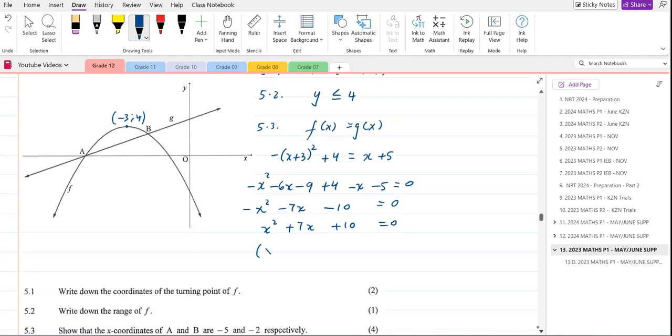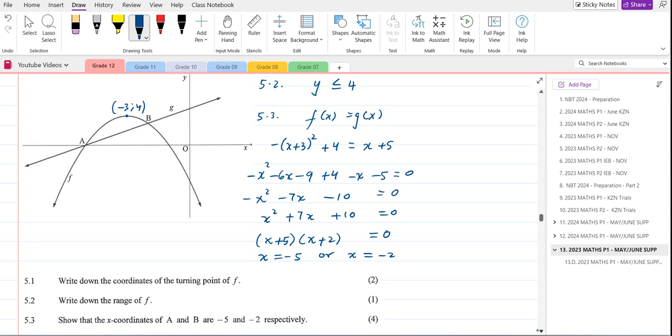So what we have now is (x plus 5) times (x plus 2) is equal to 0. Both need to be plus. Therefore, x is equal to negative 5 or x is equal to negative 2. Right, so we showed that the coordinates of A and B are minus 5 and minus 2. We have minus 5 and this is minus 2. I hope you guys are understanding.